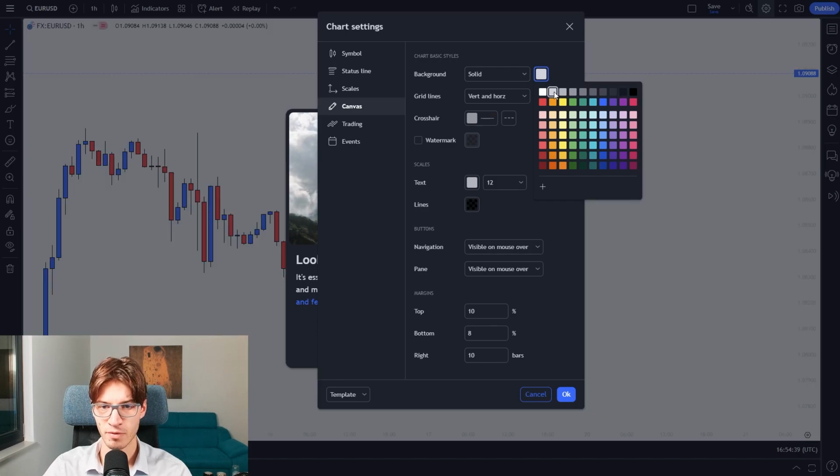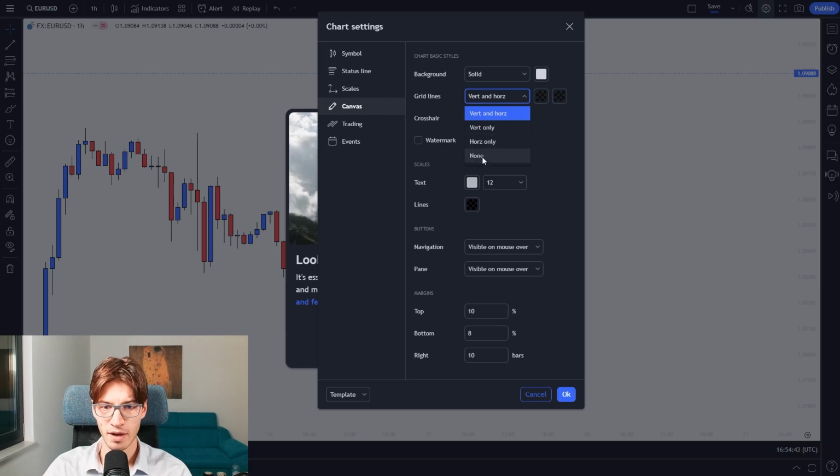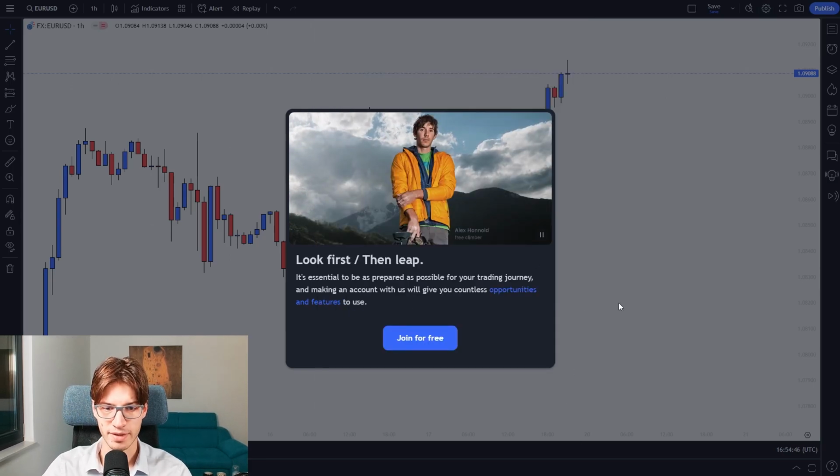Okay, this is the one I use, I believe. And solid. Grid lines, no. So no grid lines. Okay, so now it looks like we need to join. But basically that is the color scheme.